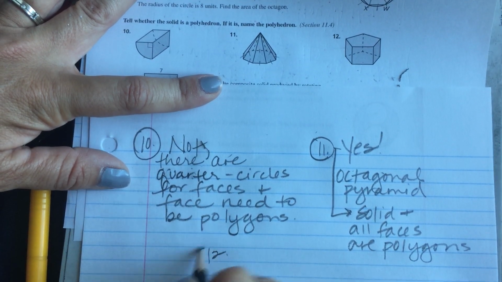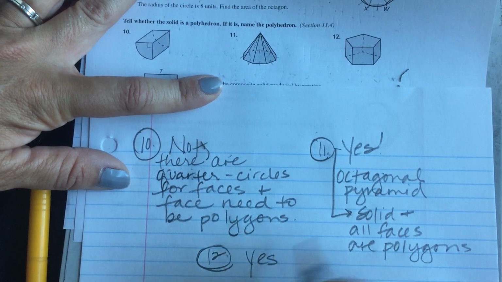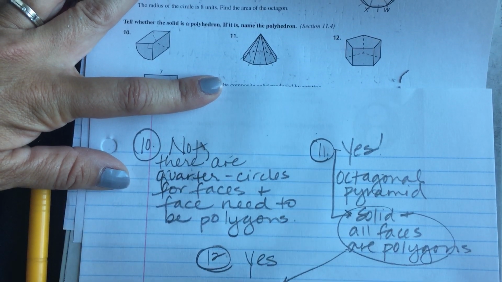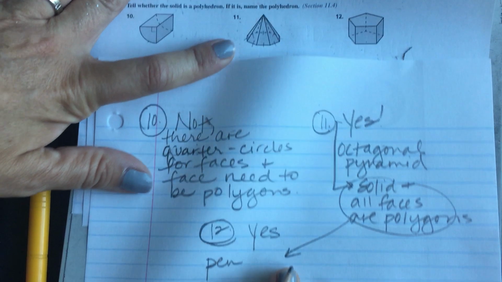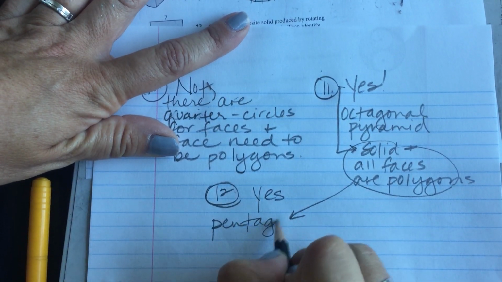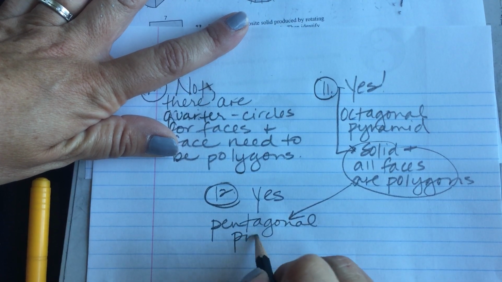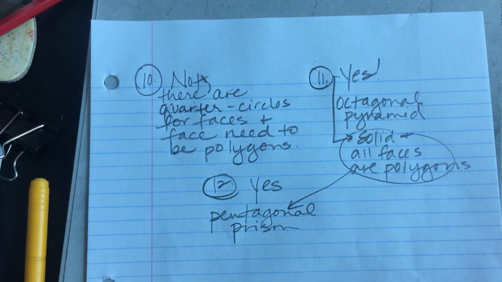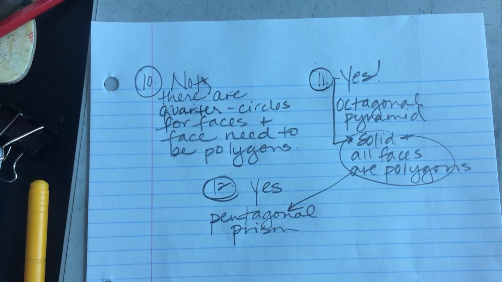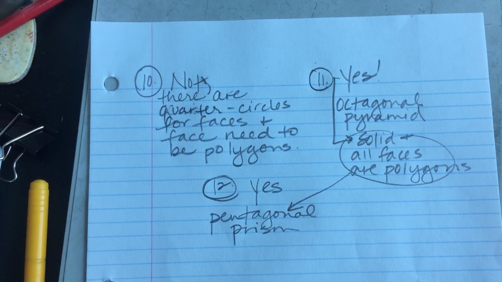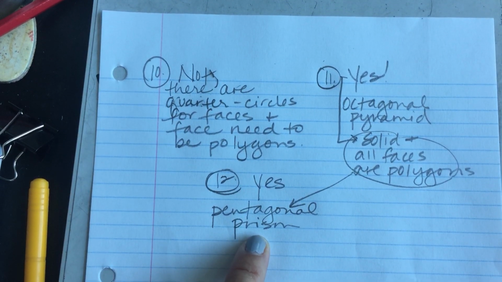Number 12, that one's going to be yes. Say the same thing. If you wanted to name it, it's a pentagonal prism. Prisms and pyramids are named by the shape of their bases. A pentagonal prism. But again, I'm more interested in why or why not something is a polyhedron.